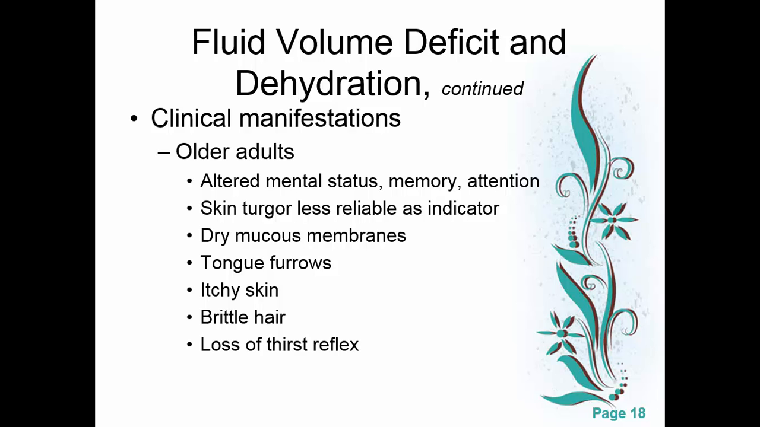All right, clinical manifestations are more difficult to recognize in your older adults. Altered mental status, memory, and attention may be an early sign of dehydration. Skin turgor is a less than reliable indicator. This is usually checked over the sternum or inner thigh because they may be more effective areas. Dry mucous membranes, dry tongue furrows. Chronic dehydration can cause itchy skin, brittle hair that is dull in appearance, and loss of thirst reflex.